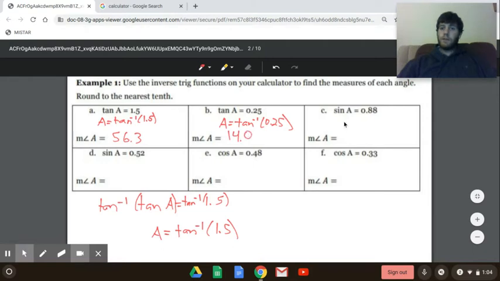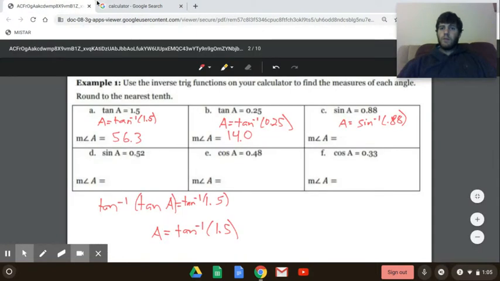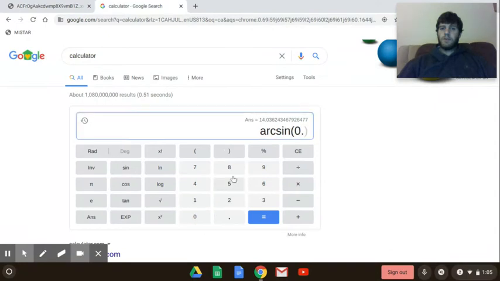Then same thing over here. A is going to be equal to, this time it's sine, so we take the inverse sine of both sides, or the arcsine of 0.88. That is our ratio. We go to our calculator, make sure we're in degrees, do inverse, and we want the arcsine of 0.88. We hit enter, and again we want to go down to the tenth place. So 1.07, that 7 is going to cause the 0 to go up to 1, so it's going to be 1.1.